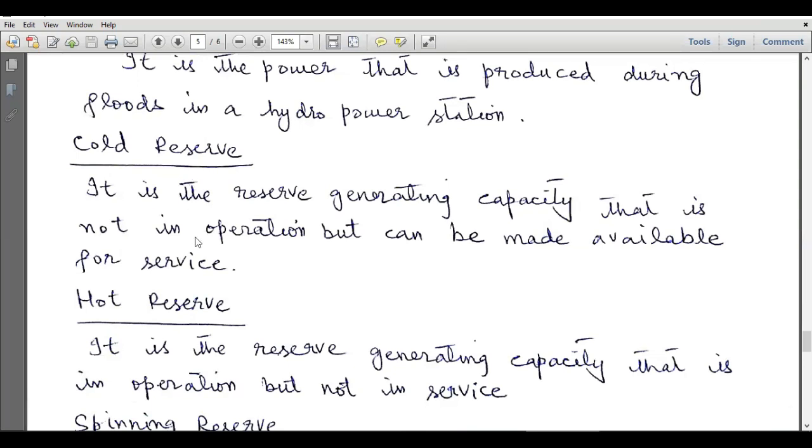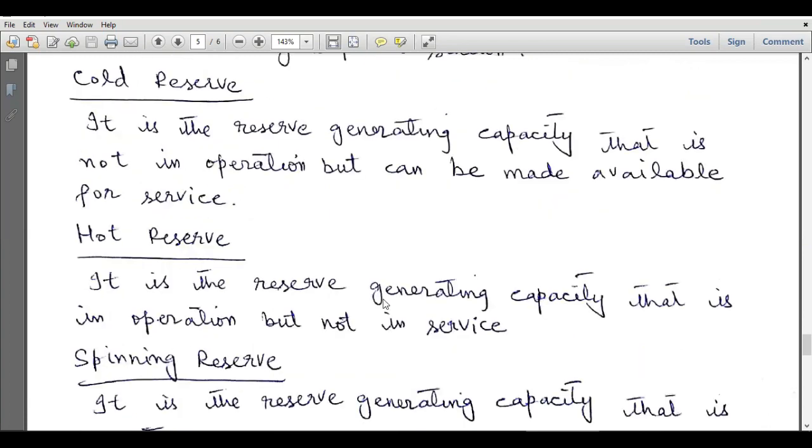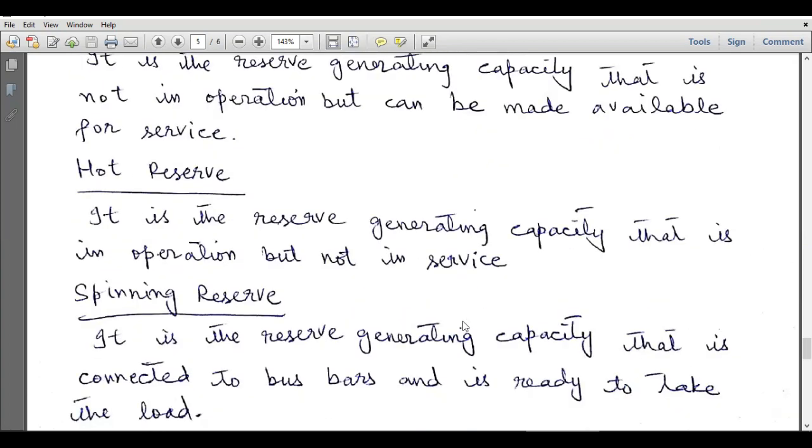So this is called cold reserve, and it is the reserve generating capacity that actually is not in operation, but whenever we need that reserve generating capacity, that can be made available. And hot reserve is the reserve generating capacity that is in operation but not in service. So hot reserve is actually the reserve generating capacity which is not in service.